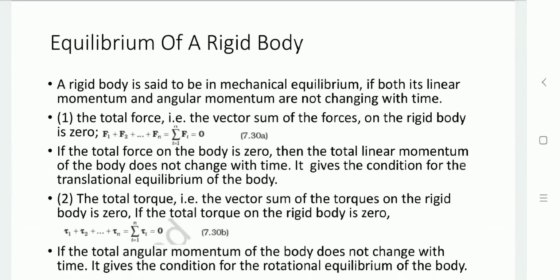Now let us understand another topic: equilibrium of a rigid body. A rigid body is said to be in mechanical equilibrium if its linear momentum and angular momentum are not changing with time.